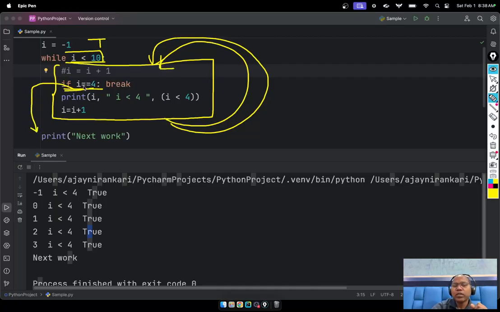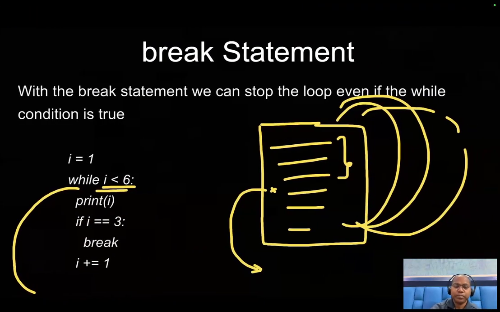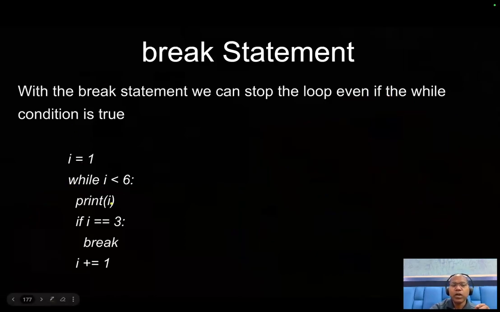So once this condition is true, the break keyword says, hey, don't check whether this condition is true or false. Don't worry, you got the break, go outside the loop, and next we go to the print. So sometimes you want to break the loop, then you can use the break keyword. The break keyword helps us to get out of the loop even when the condition is not false.